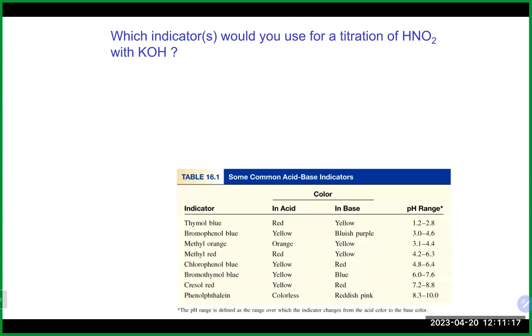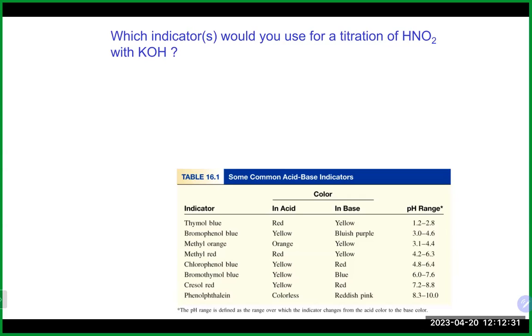So here's a table of some indicators and their colors in acidic and basic solutions and the pH range at which they work. If we did a titration of nitrous acid with potassium hydroxide, which ones on this list would be perhaps a suitable indicator to use in those titrations? Take a moment, look over the list, see which one you think would work well.